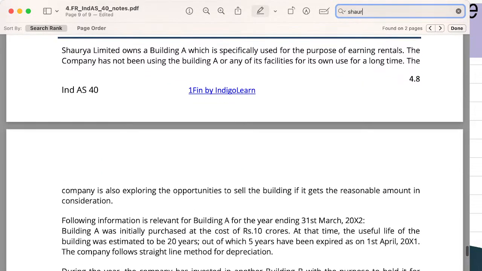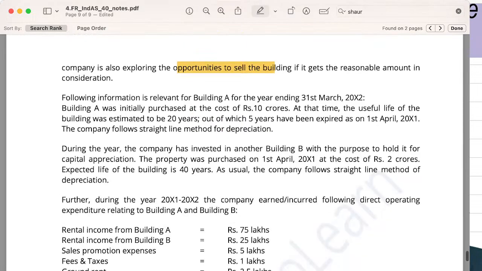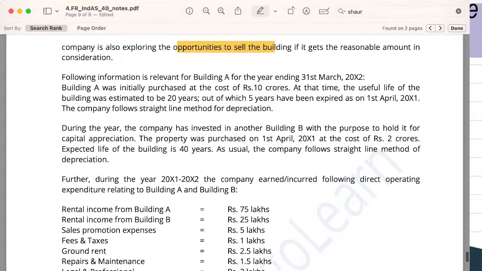Shaurya Limited owns a building which is specifically used for the purpose of earning rentals. The company has not been using building A or any of its facilities for its own use for a long time. The company is also exploring opportunities to sell the building if it gets a reasonable amount in consideration. So it has not been using it and now it is considering selling the building. The following information is relevant for building A for the year ended 31st March of year 2. Building A was initially purchased at a cost of 10 crores.